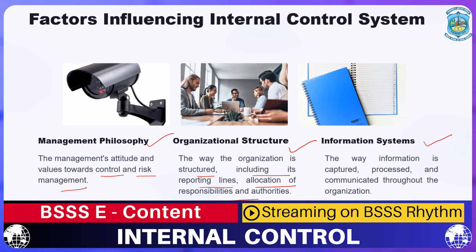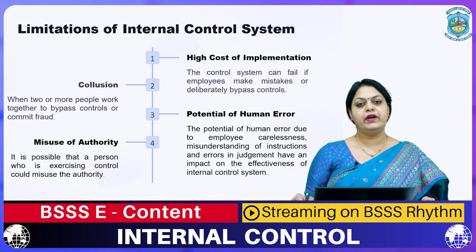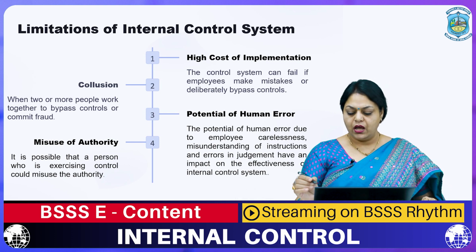Information system: the way information is captured, processed and communicated throughout the organization. If we have a proper system of communicating information in the organization, and if we follow the organizational structure from top to bottom and bottom to top, it is also helpful for a better internal control system. Now, let us discuss the limitations of the internal control system.